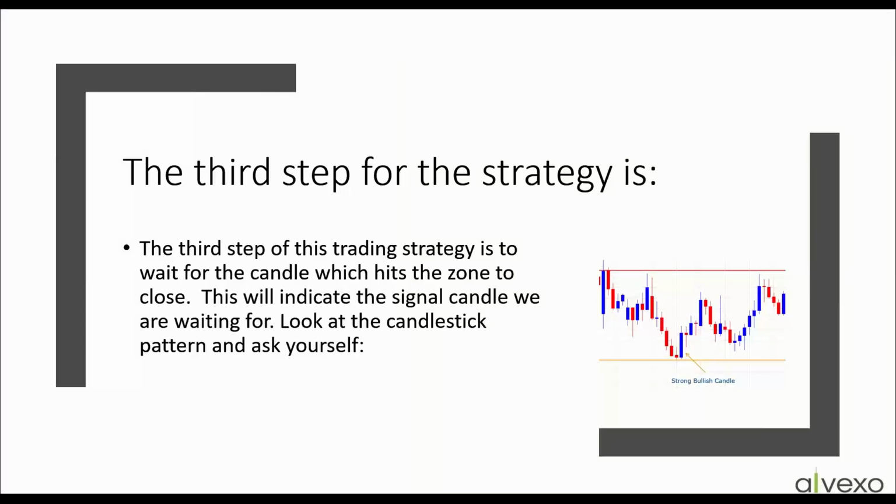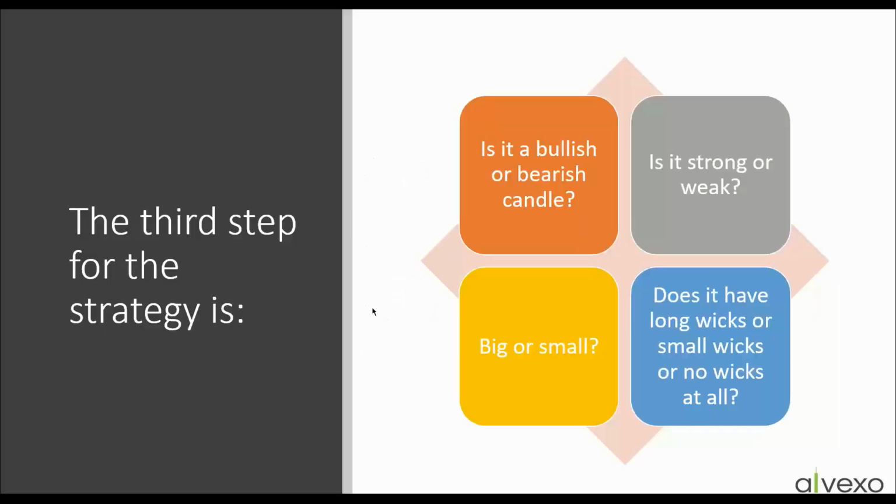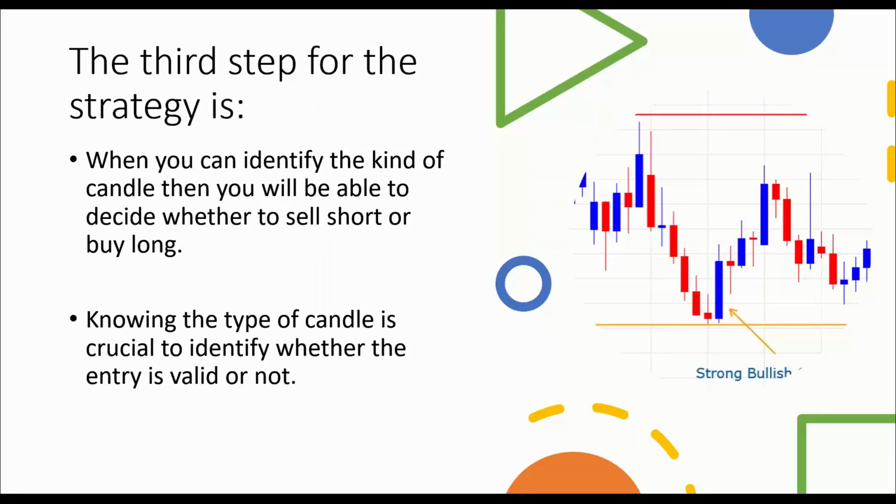So the third step of this trading strategy is to wait for the candle which hits that zone to close. This will indicate the signal candle we are waiting for. So we're looking for the candle to close at that zone. Again, we haven't made any decisions. We're just looking for a candle to close at that zone. So the question is, is it a bullish or bearish candle? Is it strong or is it weak? Is it bigger or small? Does it have long wicks or short wicks or no wicks at all? So we have to define that candle.